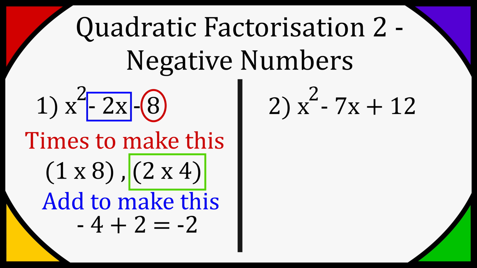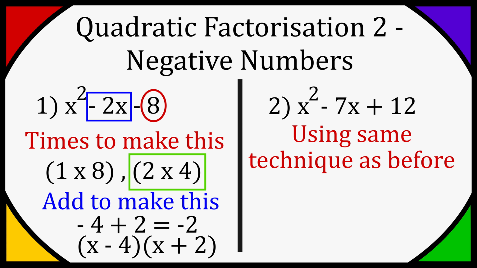So we've decided we have 2 and 4, so the answer is going to be x minus 4 times x plus 2. You can also write that the other way around with x plus 2 times x minus 4. So hopefully that made sense. If it didn't, check out the first video or leave any comments or questions down below. Now, if you want to give it a go yourself, try question 2 and you can pause the video, but I'm going to be going for it now anyway.